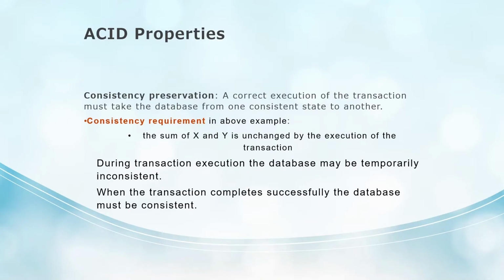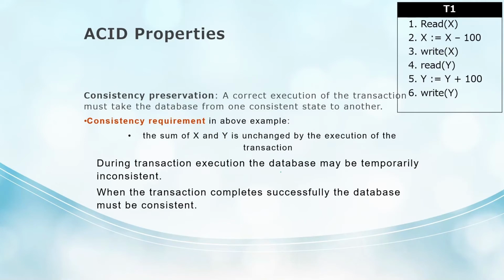So the next property is consistency preservation. Correct execution of the transaction must take the database from one consistent state to another. So if the execution of the transaction is correct, then it must take the database from one consistent state to another. We'll see what this means with one example here.